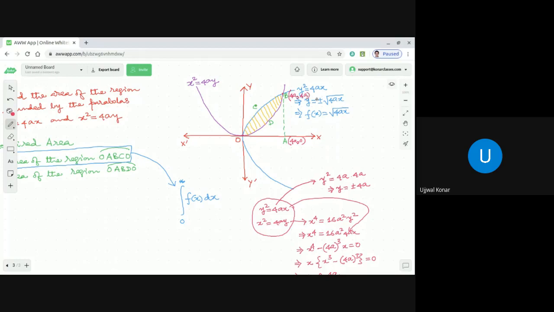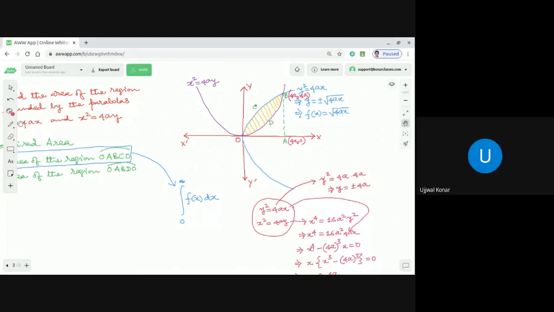Anyone has any difficulty to understand, please do let me know. Because the more you understand these kinds of things, it will help you to solve physics numerical problems later very easily. You will not face any difficulty.